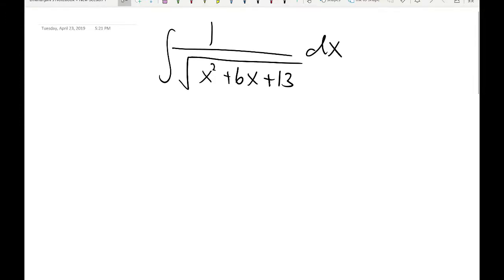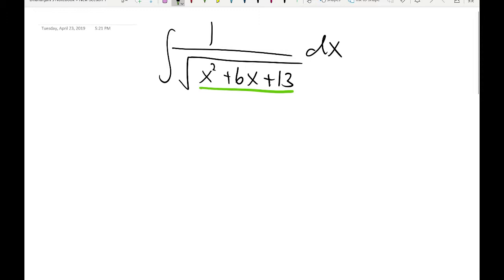Everyone, so let's solve this integral. So what's so special about this problem? Well, inside the square root we have three terms, right? A full quadratic function. Now in the previous video we learned that we are gonna rewrite this function in a different way and then we are gonna solve it from there.